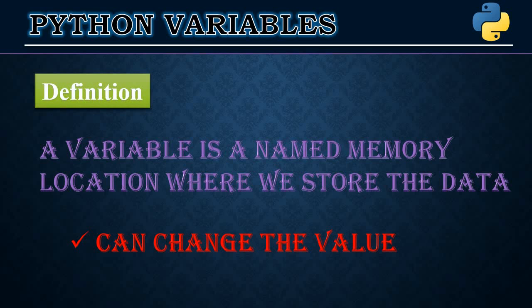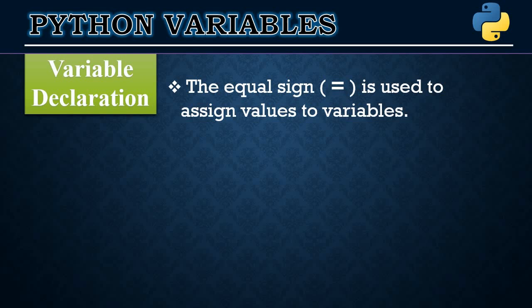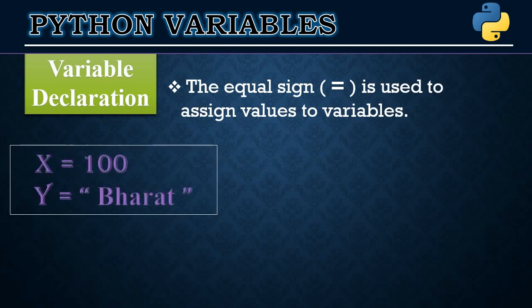Now moving on to variable declaration. Here we will learn how to declare a variable. Variable declaration means assigning a value to the variable. We use the equal sign to assign a value to the variable. For example, x equals 100. Here x holds the value 100, and y equals Bharat. The name Bharat is held by the variable y.